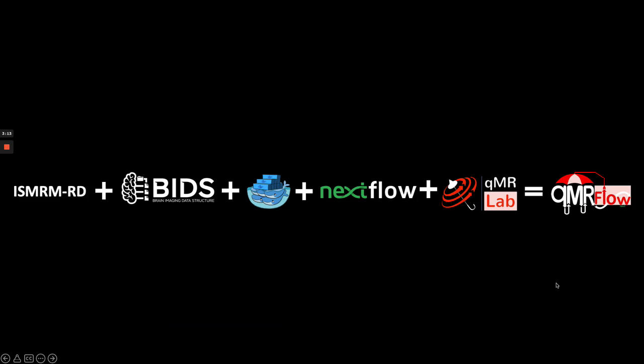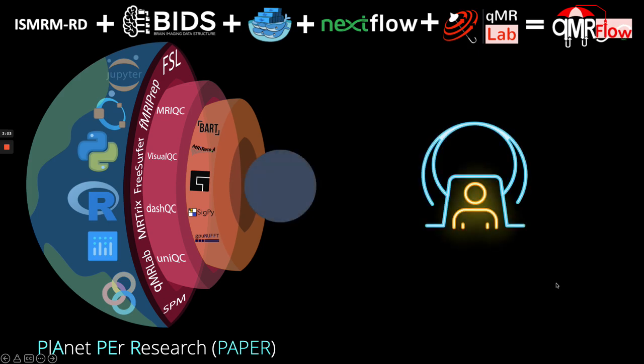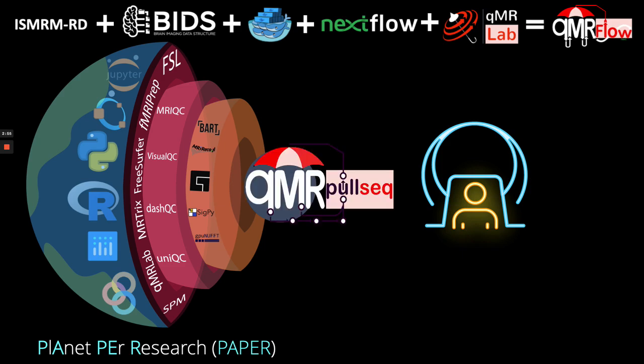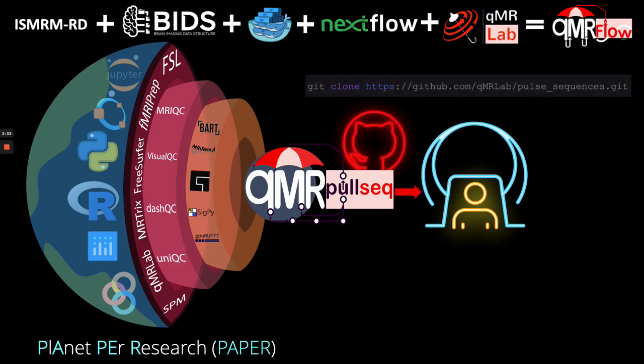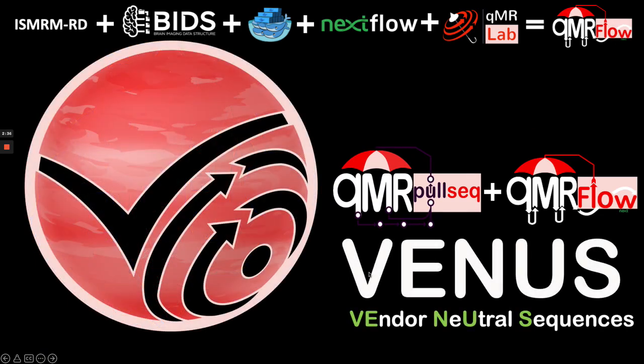And this is a simple summary of what qMRflow is. But up to this point, the core layer of a paper was hidden in the background, which is data acquisition. To make this layer transparent and to standardize quantitative MRI acquisitions, we developed qMR-PulseSeq, which are MRI pulse sequences that you can download from GitHub to your GE or Siemens scanners and run them to acquire your experimental data. When we combine qMR-PulseSeq with qMRflow, we go from papers to a planet where quantitative MRI is standardized.